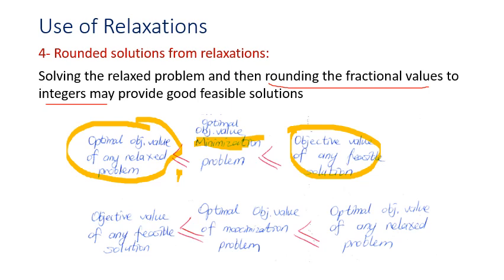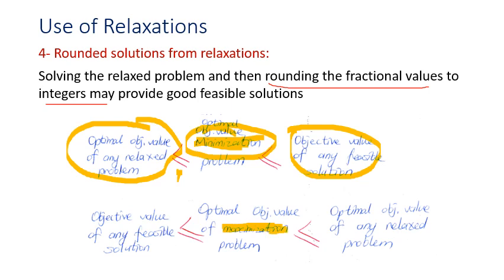Okay, then what is the idea? We can relax a problem, take the LP relaxation, find the solution, then round the values of the decision variables up or down and come up with a feasible solution. Then the objective function value of this feasible solution, if the problem is a minimization, gives us an upper bound. But be careful in this statement again. The side, whether it is a lower bound or upper bound, depends on whether we are minimizing or maximizing.